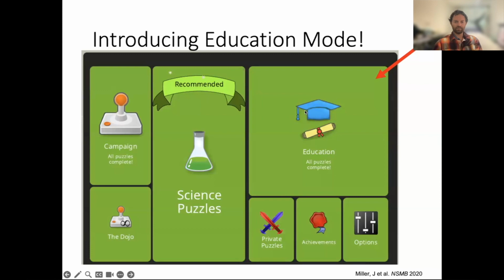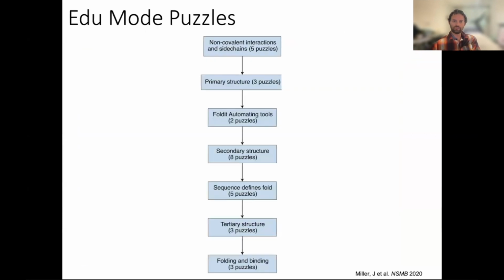We decided to initially focus this towards the college classroom for what would be a first semester biochemistry class, thinking that others would want to use it as well, but that this seemed like the easiest place to start because the content fit very well with what you can do with Foldit. So this is the original version of Foldit education mode. We've since added a single extra puzzle, so this is 29 puzzles.